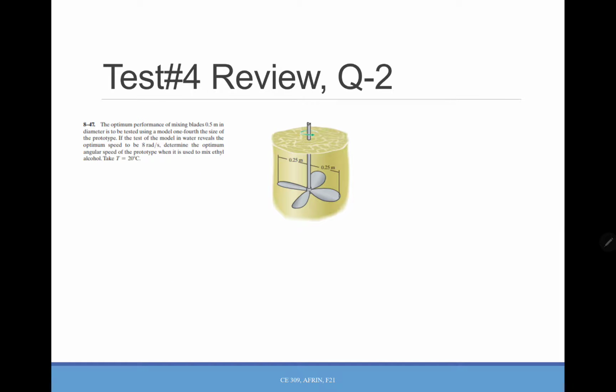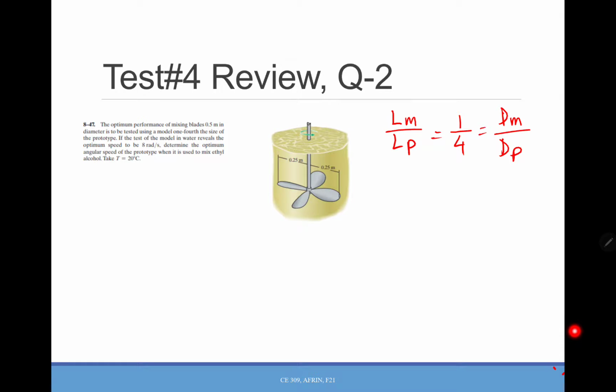Okay, for the second one, as I said in the class, this one is for the optimum performance of mixing blades in diameter to be tested using a model 1/4 of the size of the prototype. So that means model over prototype is actually 1/4, or you can say dm over dp, because I am seeing diameter here.